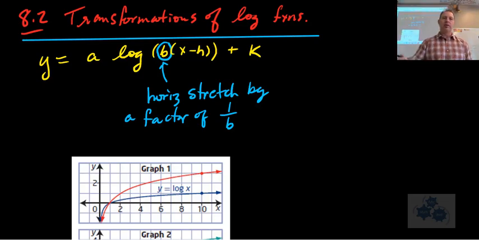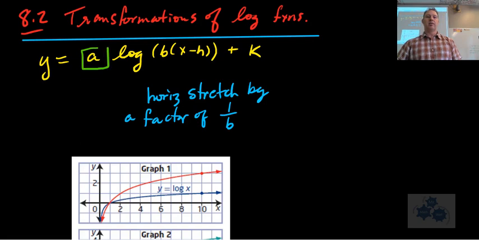All right, so 8.2 is where we're at here. We're talking about transformations of logarithm functions. And when we're looking at this, we already know a lot about transformations, and a lot of this is the same, but I just want to show you what this looks like in terms of a logarithm function. So here is a base logarithm function, with several of the parameters that we're already familiar with.